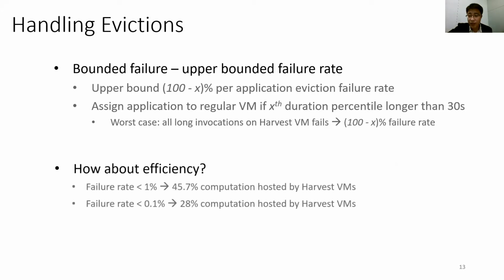Since we have a well-defined upper bound on fear rate, we ask the same question on efficiency. Essentially, bounding the fear rate by 1% allows 45.7% of computation to be hosted by Harvest VMs, and bounding the fear rate to be less than 0.1% allows 28% of computations to be hosted by Harvest VMs. In summary, although efficiency improves compared to the no-fear strategy, it is still pessimistic, because most invocations that run in regular VMs are still short.